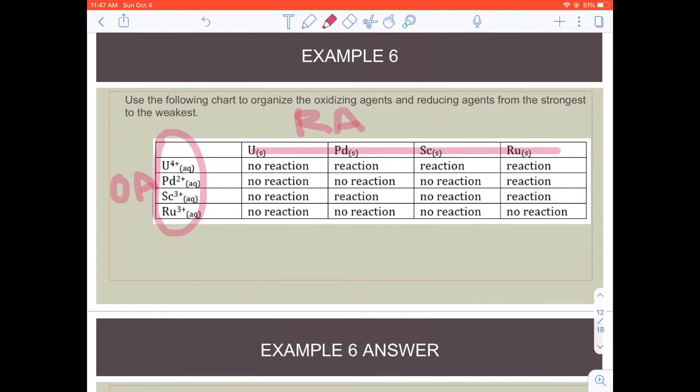Okay? Just like we did in our lab, let's look at reactivity. So for our oxidizing agents, our uranium has 3 reactions. Our palladium reacts only once, our scandium reacts twice, and our ruthenium has no reactions at all. So we can go ahead now and rank our most reactive oxidizing agent, our second most reactive oxidizing agent, third, and then fourth. Writing the half reactions, right, for uranium ion to uranium solid, platinum ion to platinum solid, etc.